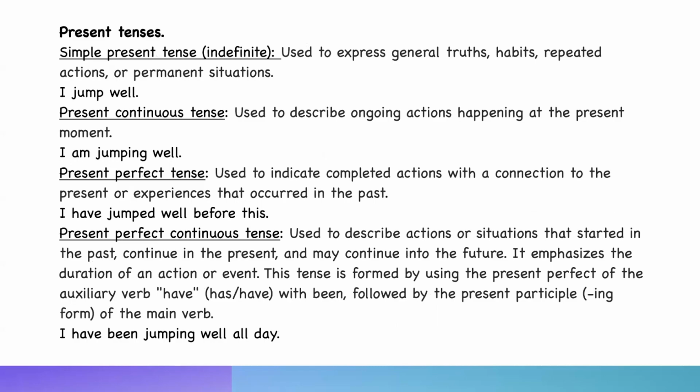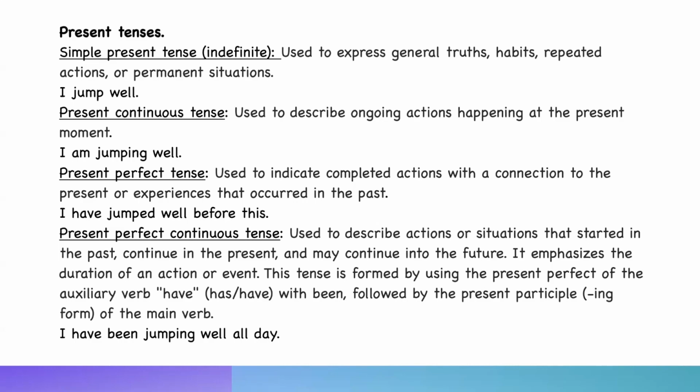Present tenses. Simple tense or indefinite tense is used to express general truths, habits, repeated actions, or permanent situations. For example, I jump well. Present continuous tense is used to describe ongoing actions happening at the present moment. I am jumping well. Present perfect tense is used to indicate completed actions with a connection to the present or experiences that occurred in the past. I have jumped well before this.